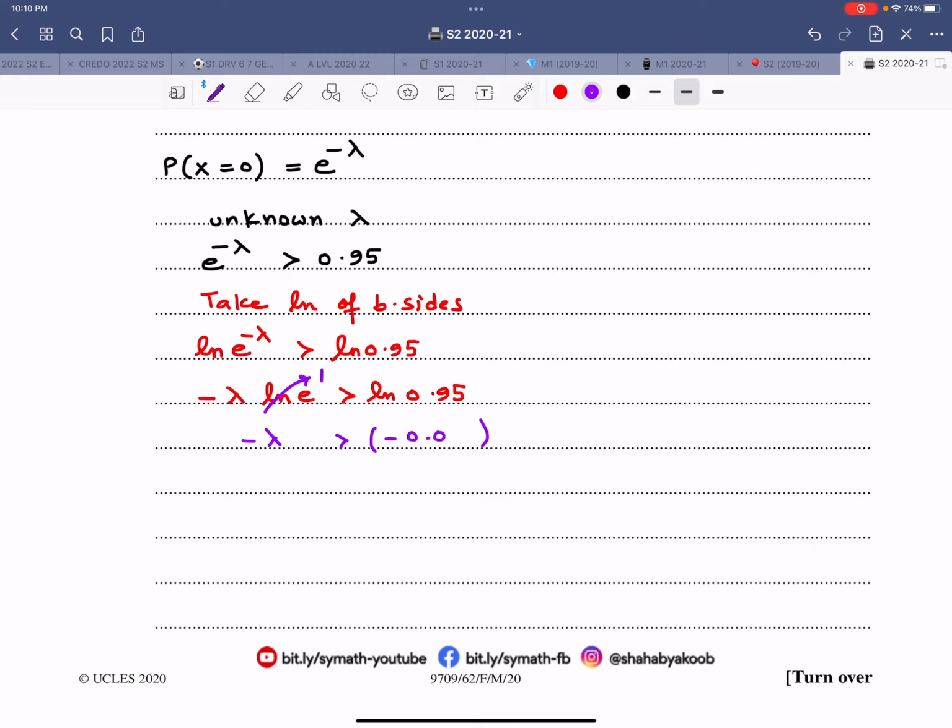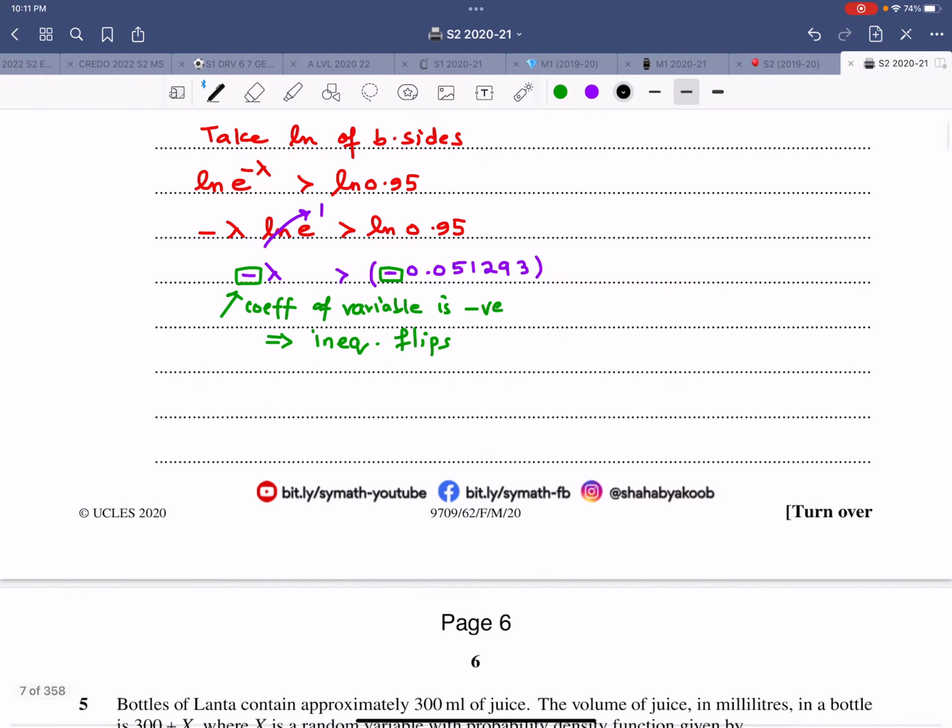This negative value is 0.051293. Now what will happen? Since the coefficient of the variable is negative, irrespective of whether the other side is negative or not, the inequality flips. So therefore, what do you get? Lambda is lesser than 0.051293. This is what you get.